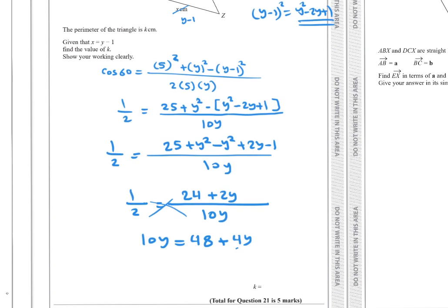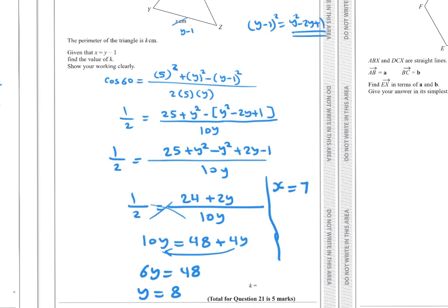Now solve for y. 4y goes to the other side as negative, so 10y minus 4y, 6y, is 48. So now y is 8. So if we have y, we can find x. x is y minus 1, so 8 minus 1, which is 7. So we have y and x.